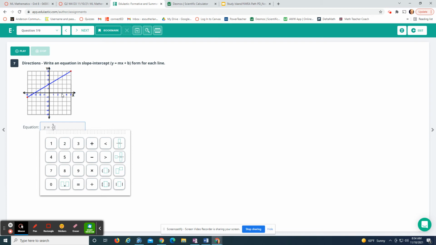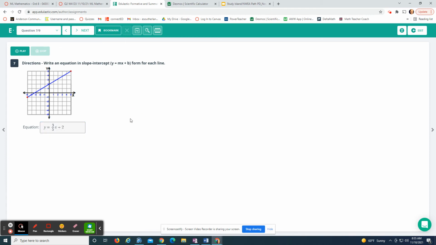Then you want to click beside it and type x. So you should have y equals 3 over 5x. And then it crosses the y-intercept at positive 2, so we should end this in plus 2. So y equals 3 over 5x plus 2. We're going to click next.